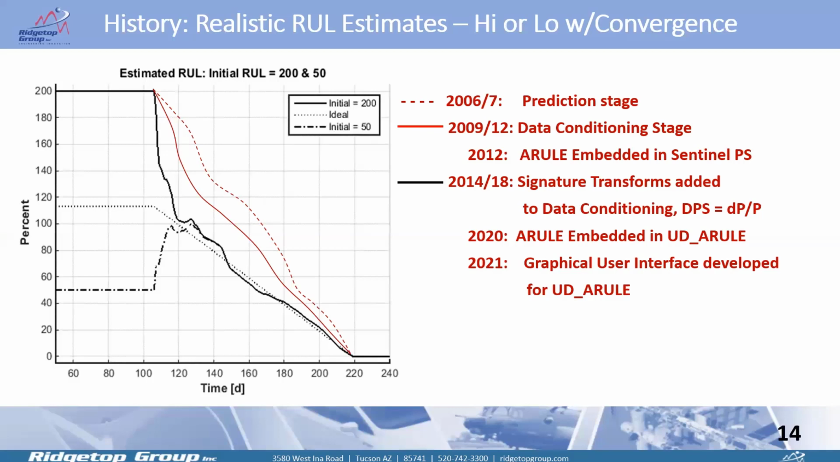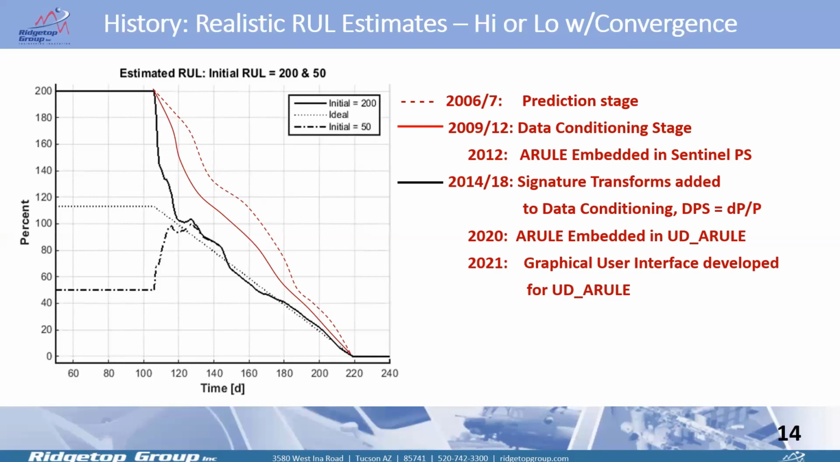And by 2012, you can see we were producing estimates that more or less followed the solid red line. In fact, we were so happy with that result that we used that version of the engine and embedded it in one of our products called Sentinel Power Supply. And you'll see a demo of that. But we didn't stop there.